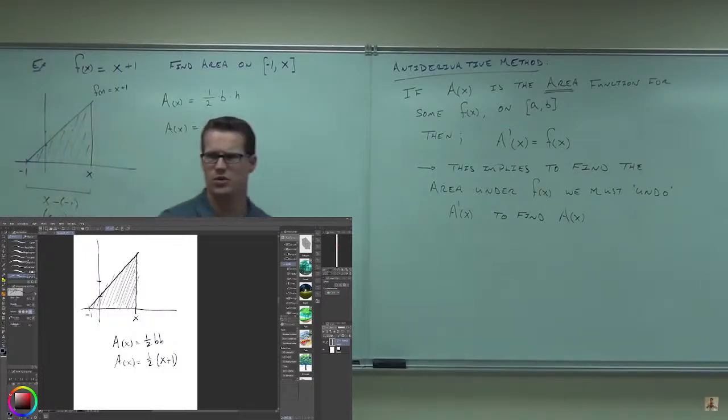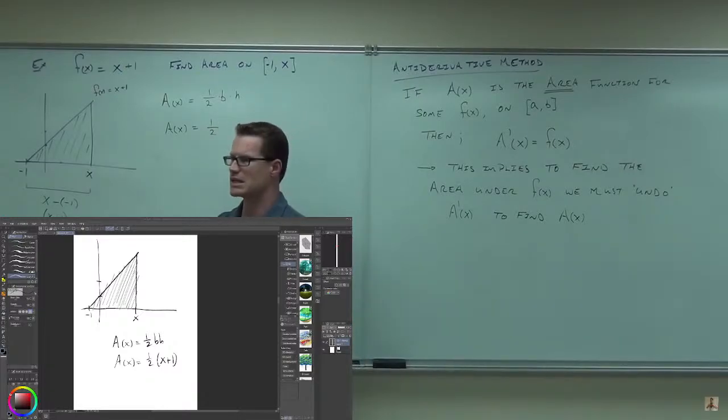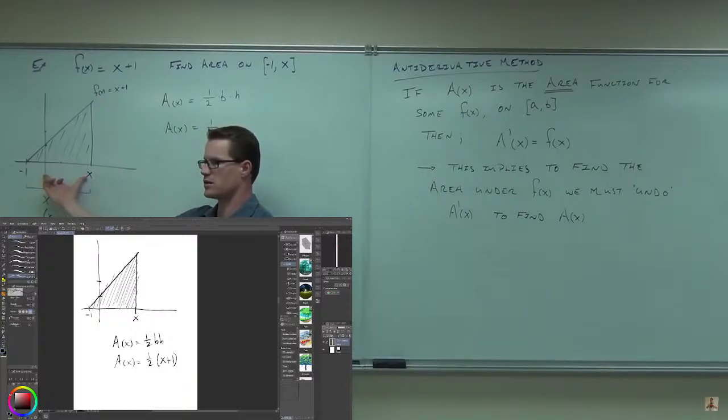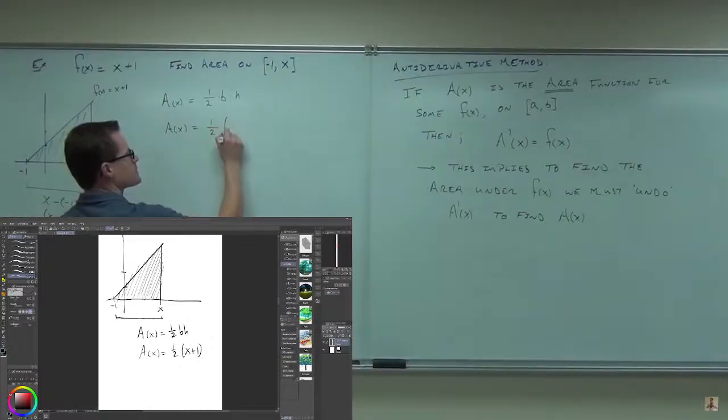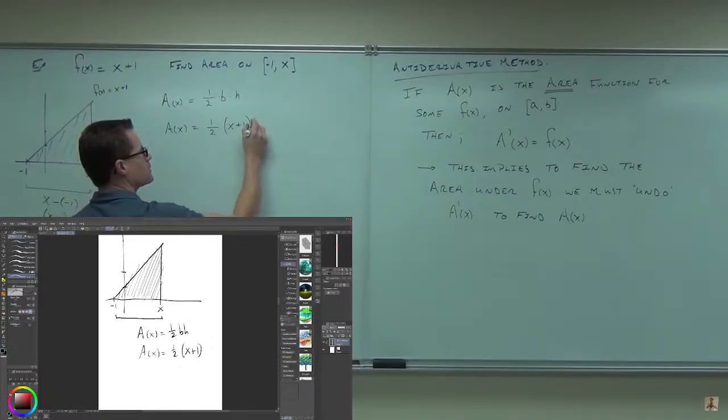Do you see where we're getting the x plus 1? Well, I mean, you can see it. You can just see it on the graph, really, just intuitively. This distance is x, right? That's one more unit. That's x plus 1. Not x minus 1, that would be over here. So we have x plus 1. So 1/2, okay, that's x plus 1.